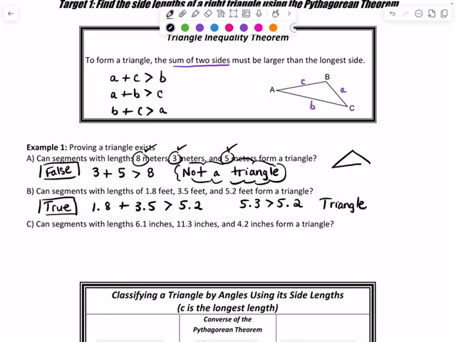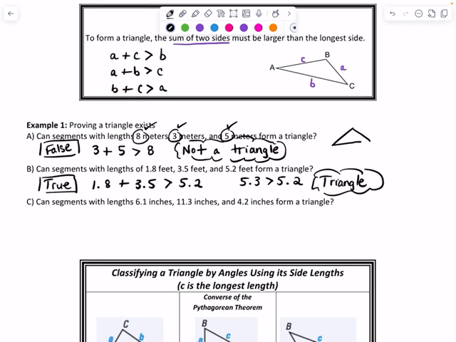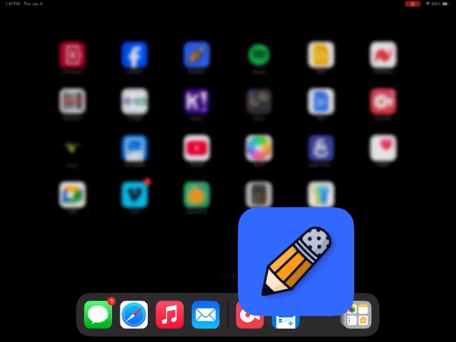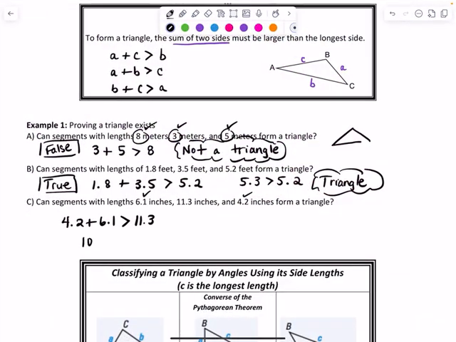And then also part C, it says, can segments of 6.1, 11.3, and 4.2 form a triangle? Just be careful because sometimes they're out of order. So I'm going to put 4.2 plus 6.1, is that greater than 11.3? When I do 4.2 plus 6.1, I'm going to get 10.3. And 10.3 is not greater than 11.3. This is false. And so we would say that this is not a triangle. If it is a triangle, we can move on to the next question.